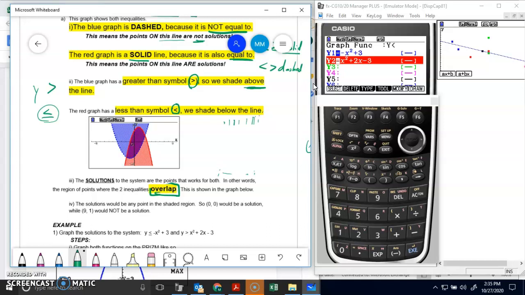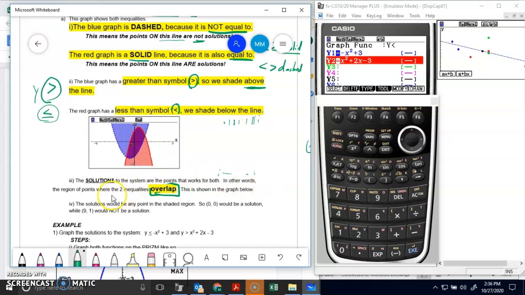I'm looking for an area that is greater than the blue line, but less than the red line. Okay, so what region? Is this region greater than the blue? Yes. Is it less than the red? No. Is this region? No, this region is greater than the red, not less than the red. This region is below the blue. The only place that it's above the blue and below the red is this area in between. So if you can get right to shading in that area without shading all of it, that's fine.